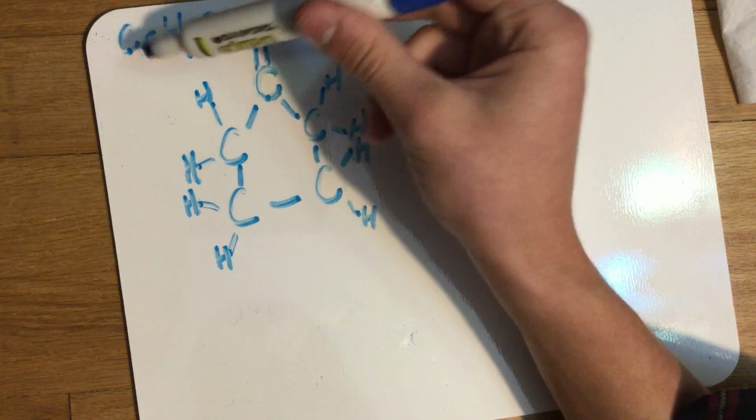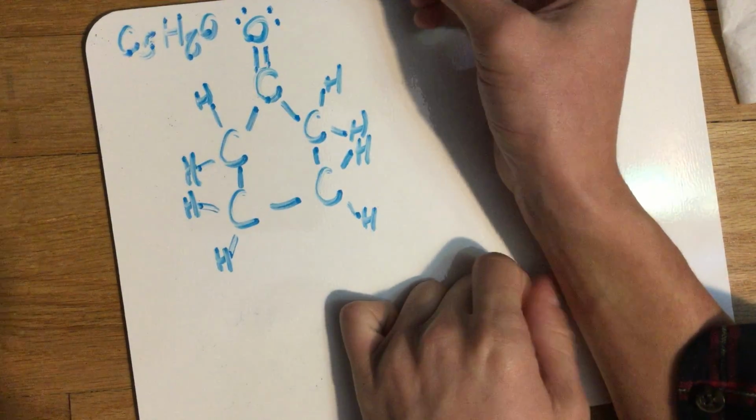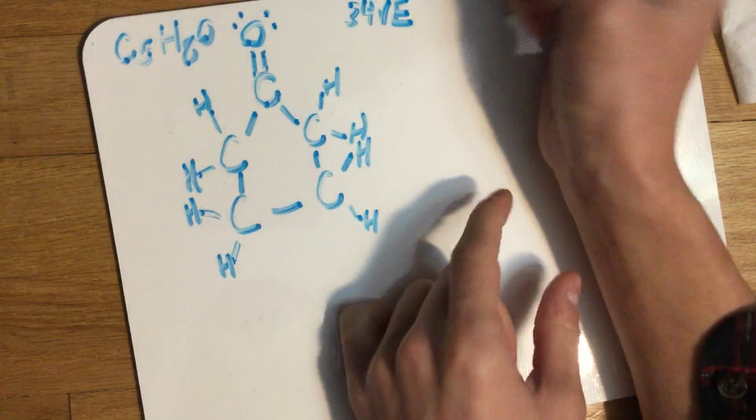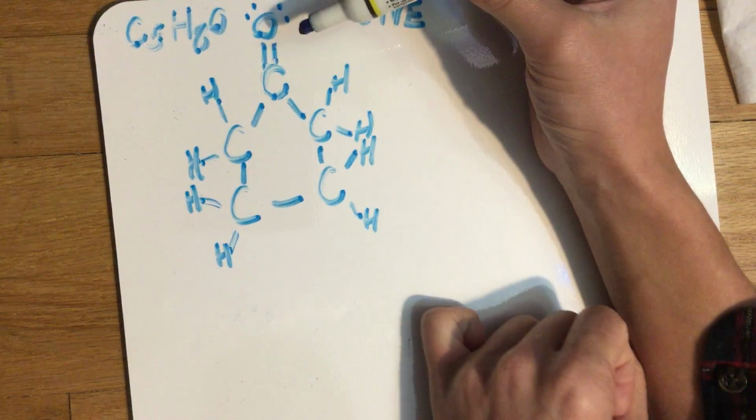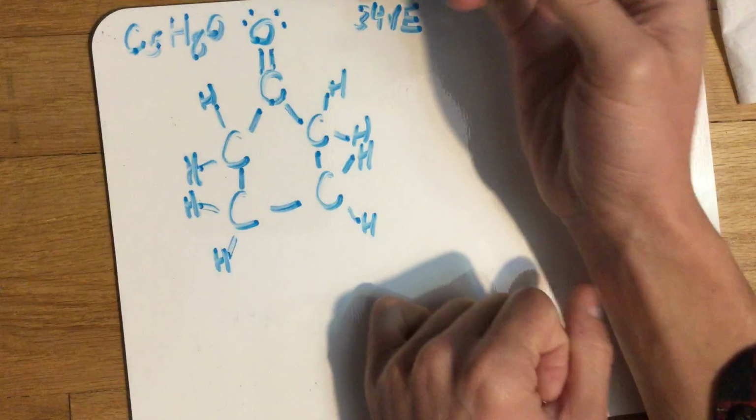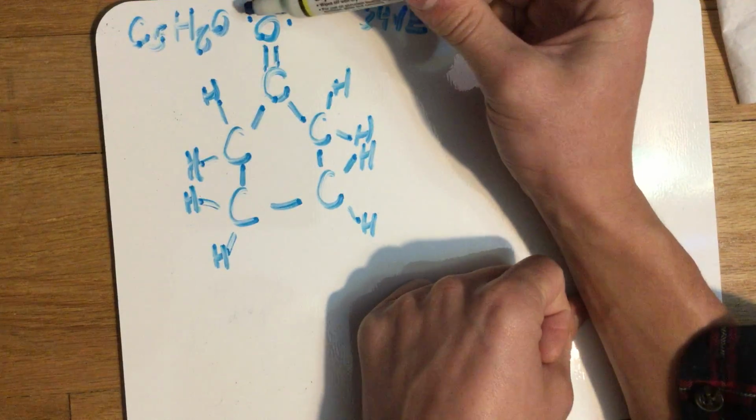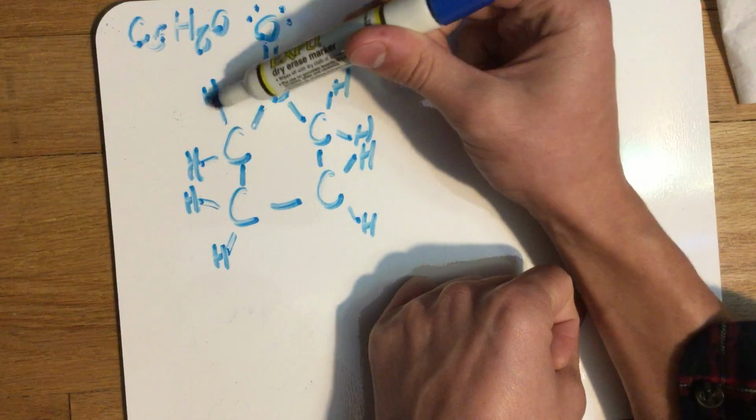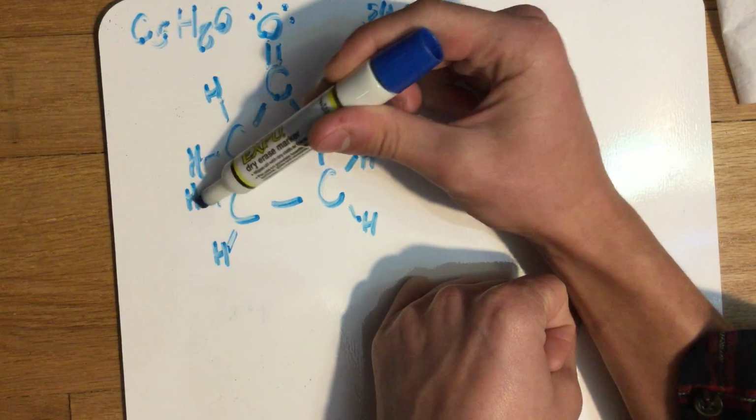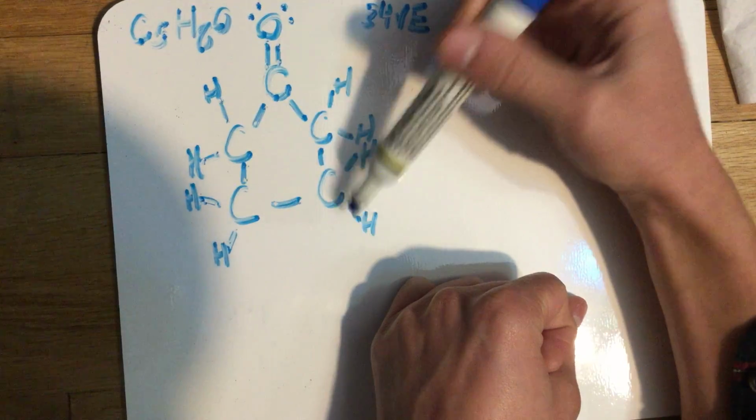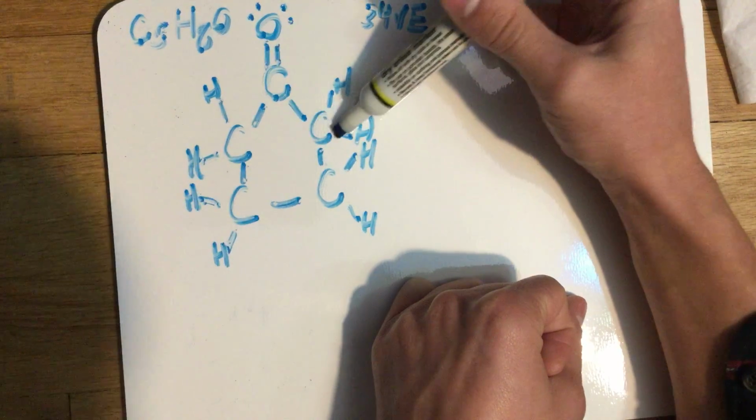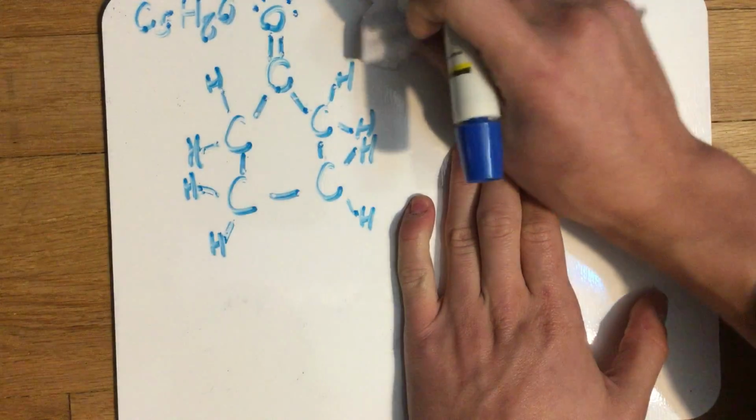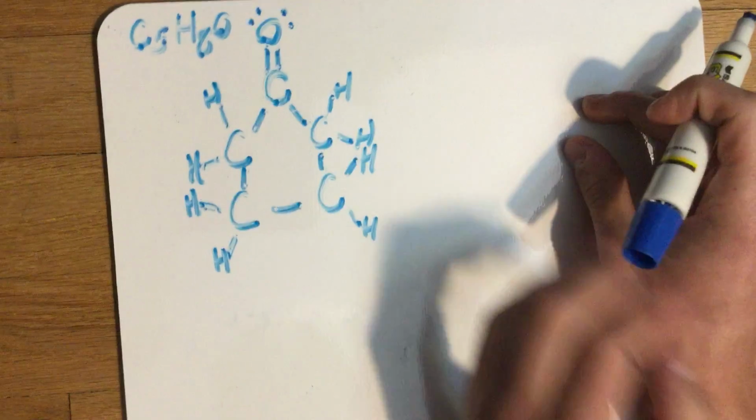Now, to check, you can go to a periodic table and add up all of the valence electrons. In this case, this has 34 valence electrons. And then you can look at your Lewis dot structure and add up everything to make sure you have enough. So I got 1, 2, 3, up to 34, which is exactly what we wanted. So that means that this is correct.